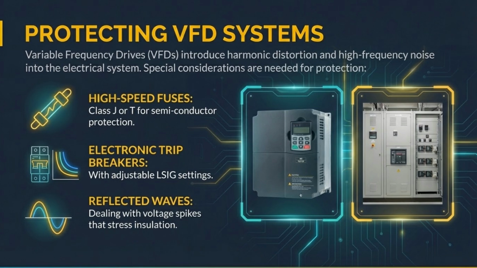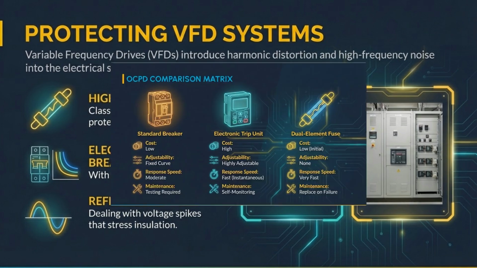High-speed fuses, typically Class J or T, protect semiconductors. Electronic trip breakers offer adjustable LSIG settings. Furthermore, using shielded cables is critical to manage reflected waves and prevent interference in the system.